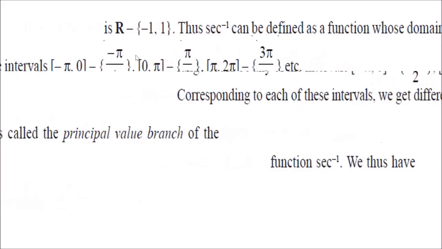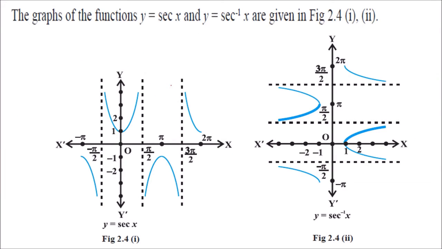If you see the graph, we have just inverted it by 90 degrees. Here, we have taken 0 to pi as the principal value branch. This is our actual range for which this function is one-one and onto.